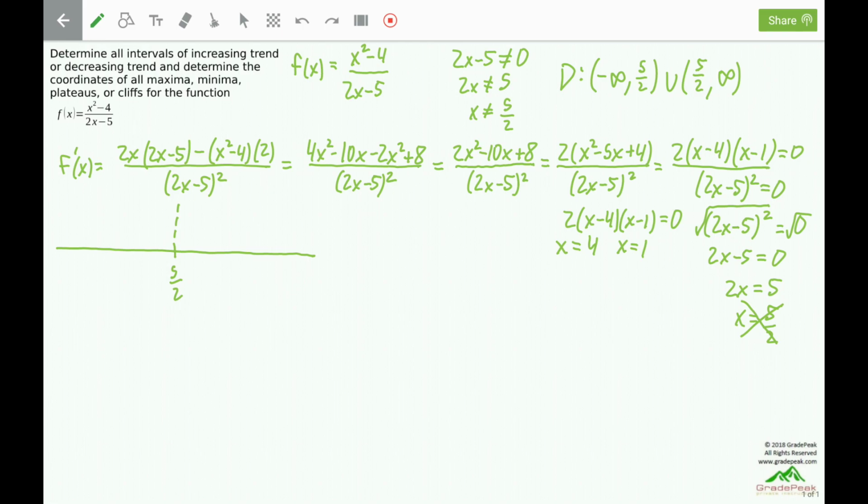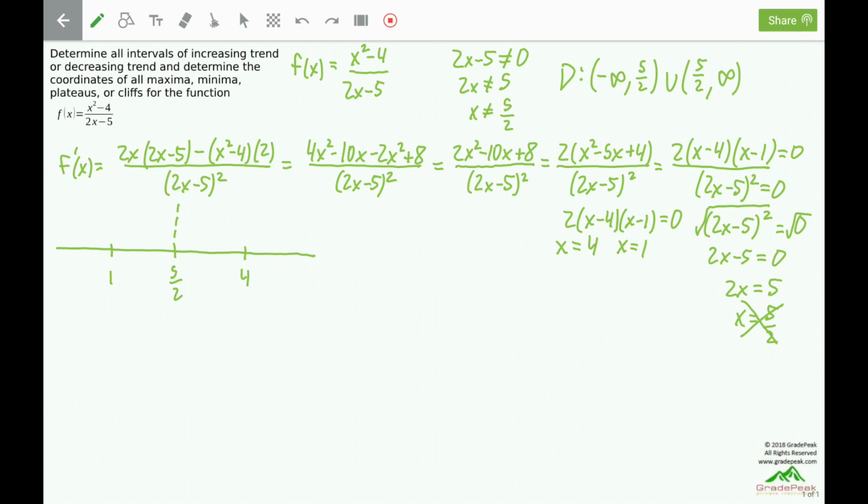So that's to make sure we don't think of it as being a critical number. The domain is already split into two intervals. Now we can put our critical numbers on here in order. 5/2 is 2.5, so x equals 1 will be to the left of that, and x equals 4 will be to the right of that, and that further breaks the domain up into 4 intervals.